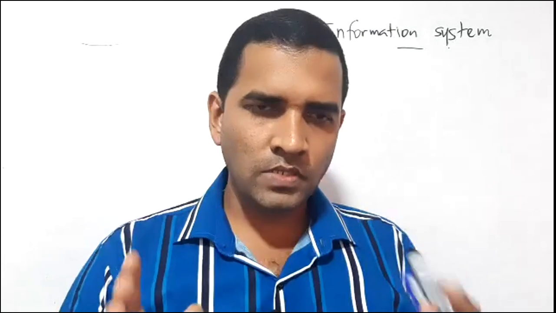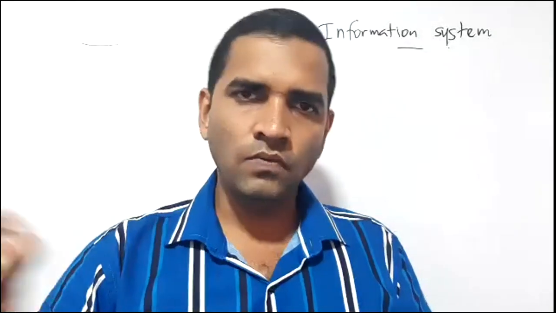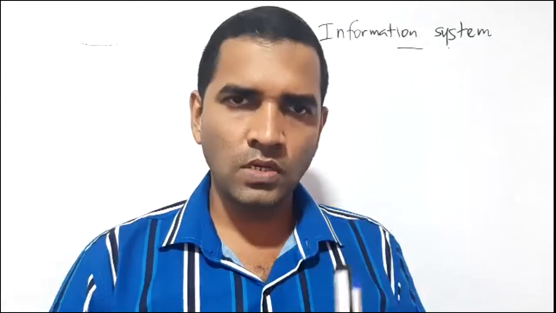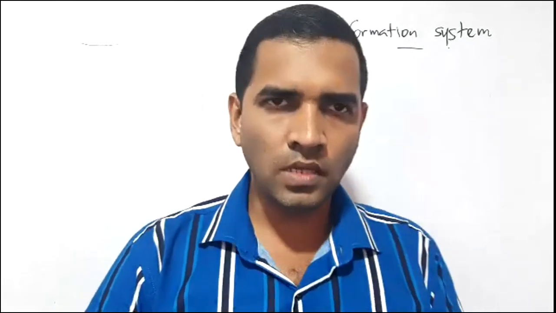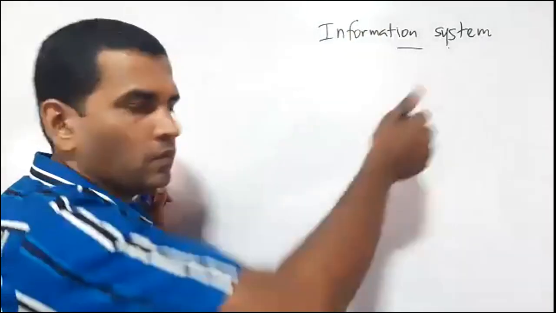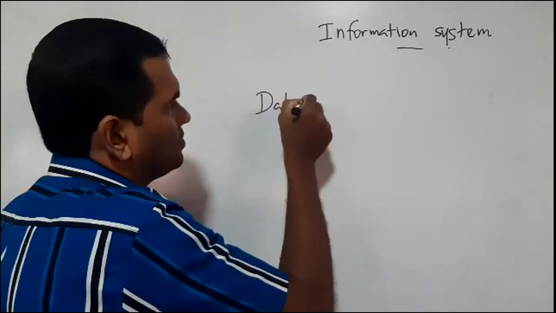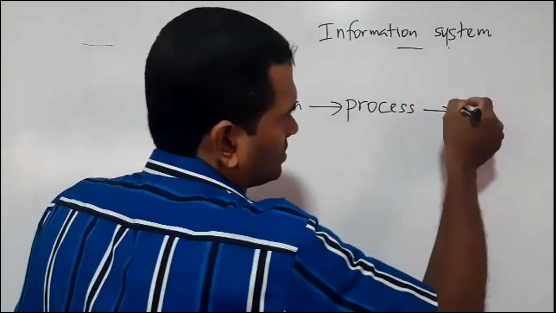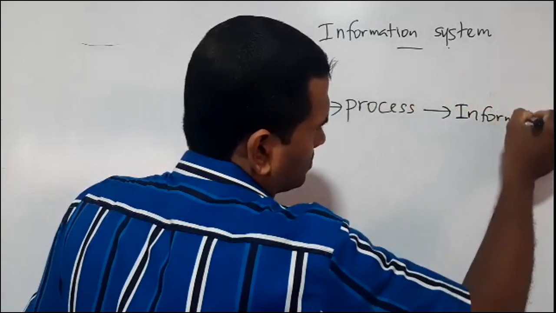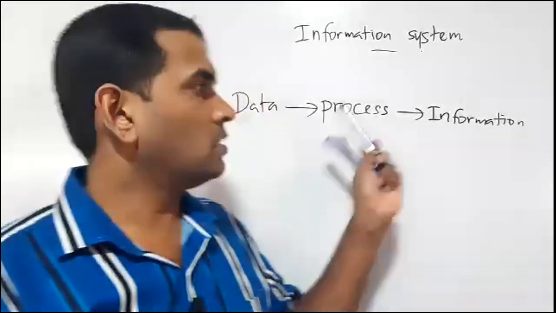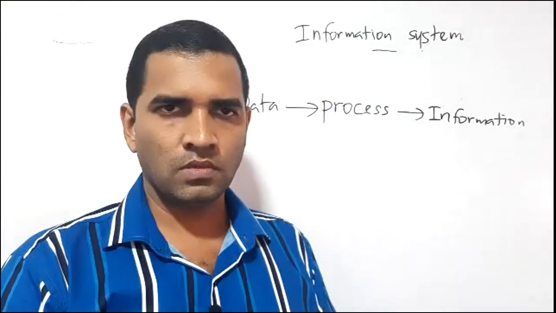Now we take information system. What is it? It's a very simple definition. The system which converts data into information is called information system. I repeat it. If a system is able to convert data into information, then it must be called an information system. So the main function of an information system is to convert data to information. It takes the data, then process takes place, and as a result, information is produced. That's why it gets the name.